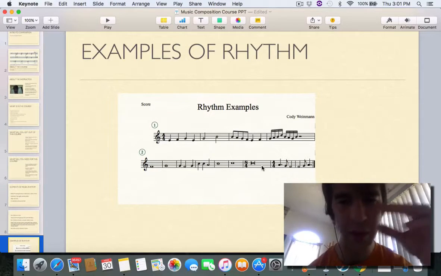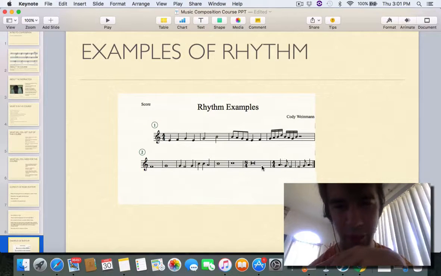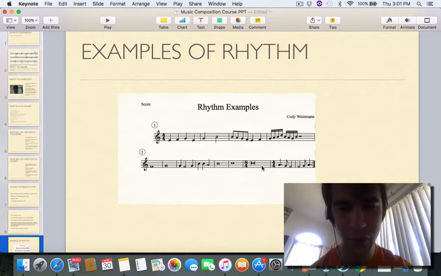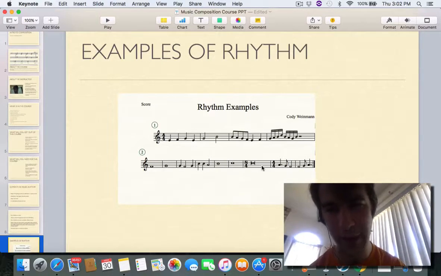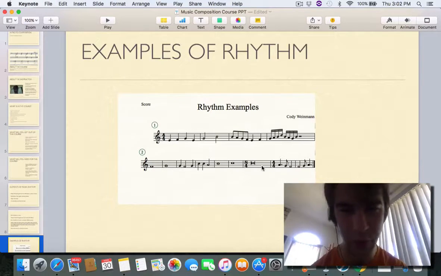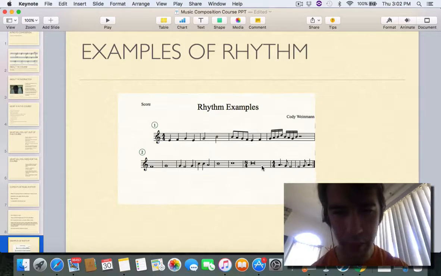So basically, in the dotted quarter note, you would actually hold that for a quarter note plus an eighth note's time. So you would actually hold it for 1 and 2. That would be your dotted quarter, followed by an eighth note, which is half a beat, followed by the half note, which is 2. So it would be 1 and 2, 3, 4. 1 and 2 and 3, 4. 1 and 2 and 3, 4. So it would be like that.